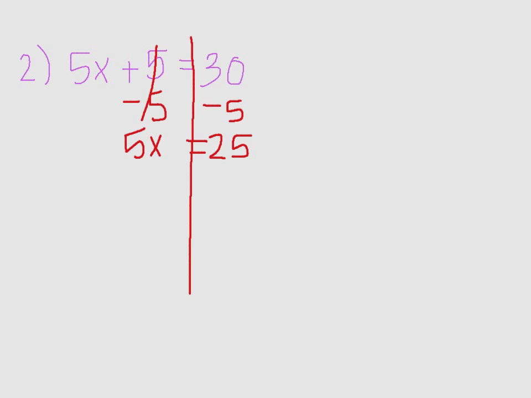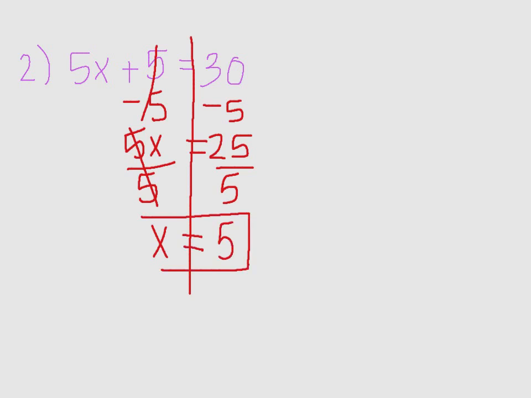Now I need to get rid of that times by 5, and the inverse of times by 5 is divide by 5. My 5s will cancel, and I'm left with x equals 25 divided by 5, which is 5.